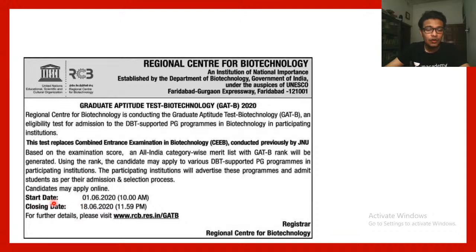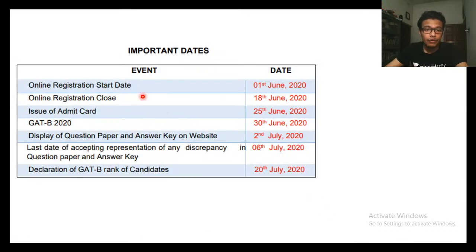They have said when the form fill up starts and when it ends. The starting date is 1st June, and the closing date is 18th June. You have to apply rapidly, otherwise the dates would be over. Now, a few important dates. The exam date is 30th June, so the end of this month. Today is 9th, so you have exactly 20 days, and I'm going to tell you how you can utilize your 20 days to ace this exam.